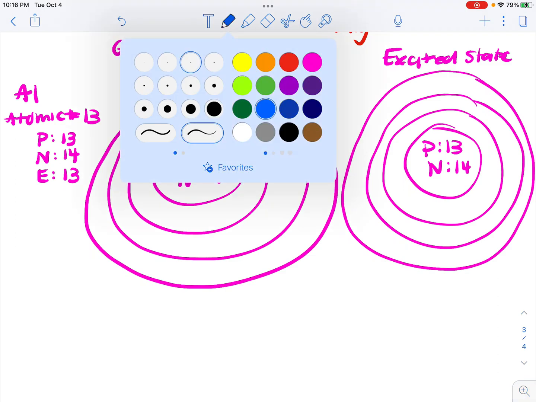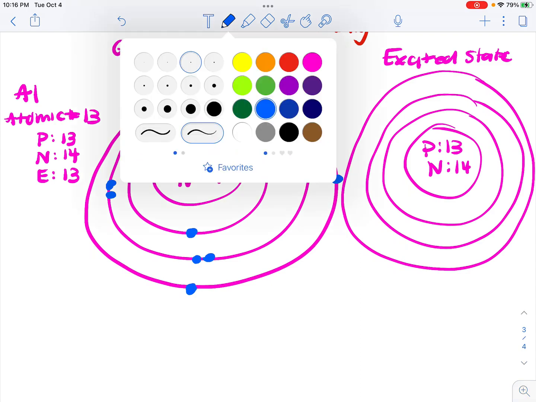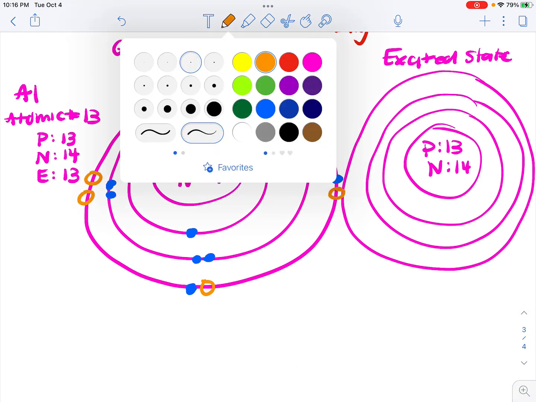Okay. Now I have 13 electrons, so I want to put all 13 on the correct energy levels. 2, 4, 6, 8, 10, 13. And again, I have lots and lots of empty pockets that I can fill on this third energy level. Now, we don't want to get crazy.